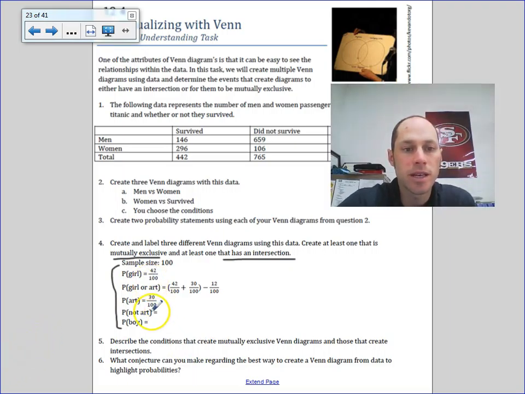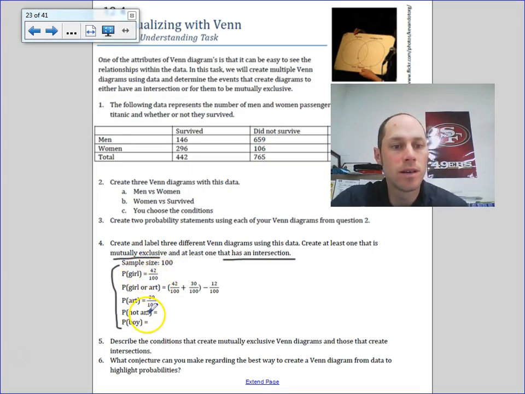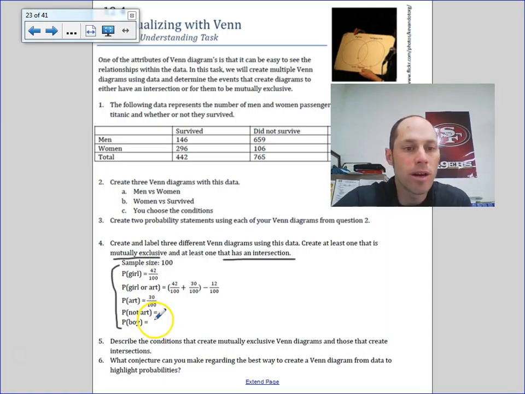Okay, so as we take a look at this, the probability of girls is 42 out of 100. That means the complementary event that they are a boy is 58 out of 100. And as we take a look at this also, the probability of not art is complementary to art, so that would leave 70 out of 100 that were not art.